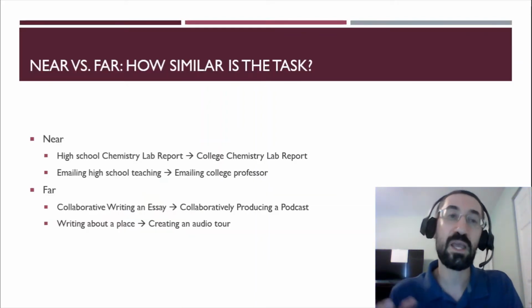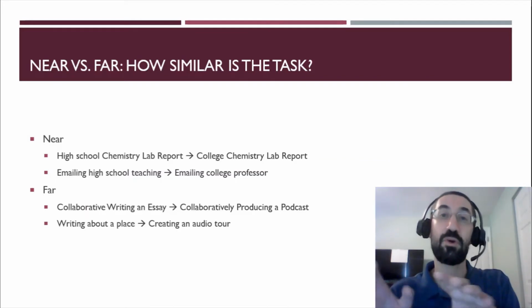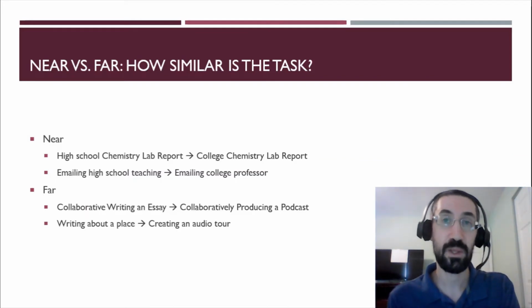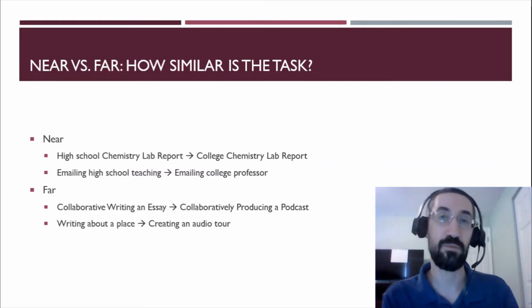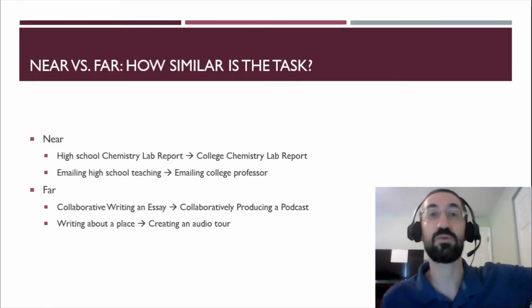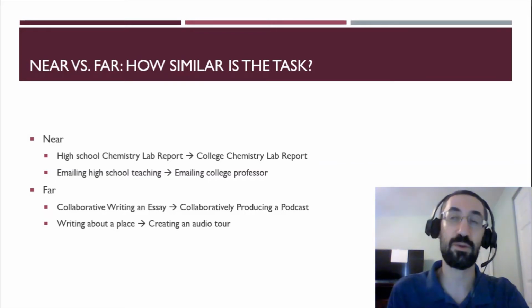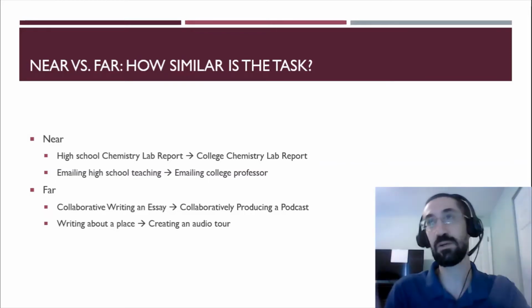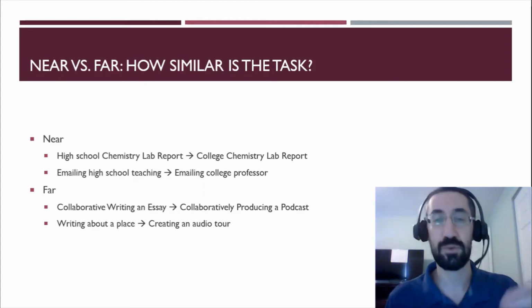So when we're talking about near versus far, we're really just trying to keep in mind how similar the two tasks are that we're talking about. So how similar is the new task to tasks that we've done before? So here are some concrete examples. If you've ever done a high school chemistry lab report or any high school science lab report, right, then you've had some good amount of experience in putting together a lab report with a hypothesis and materials and discussion and procedures and so on, and conclusions, right?